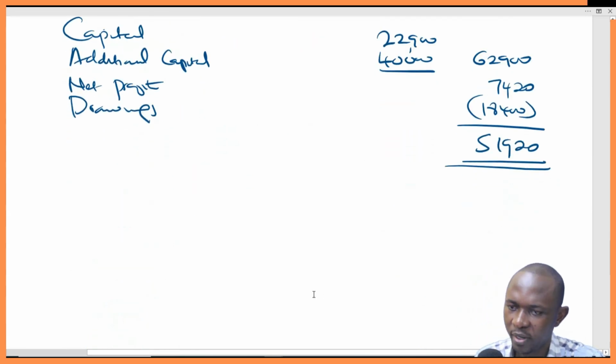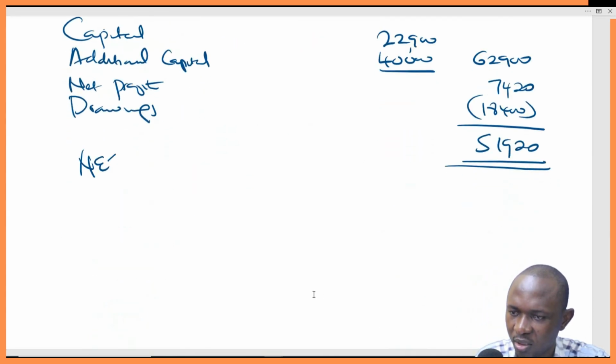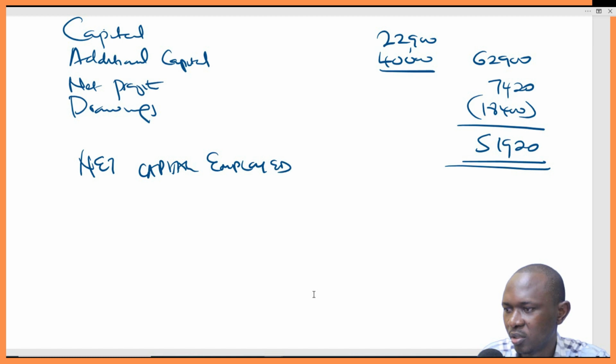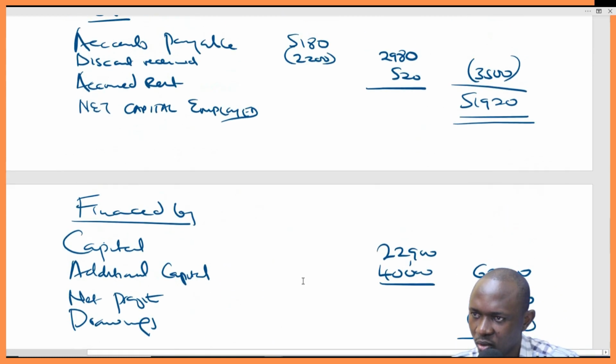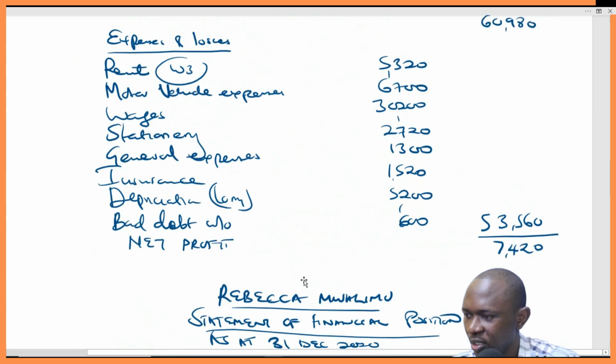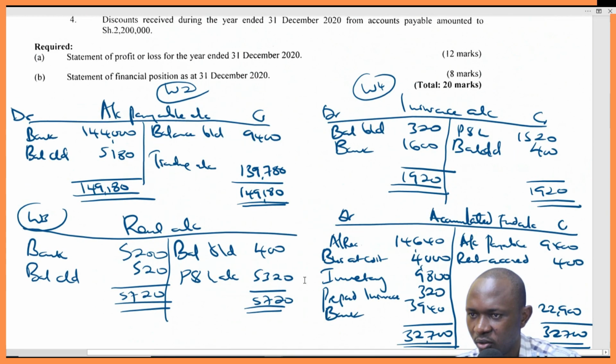Good. So we are done. This is our net capital employed, 51,920. So the question is done. It is balanced. That is the end of it.